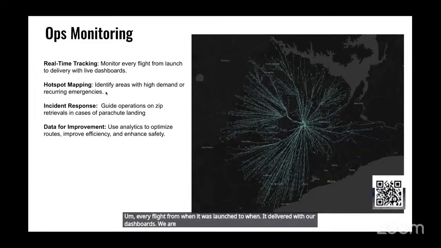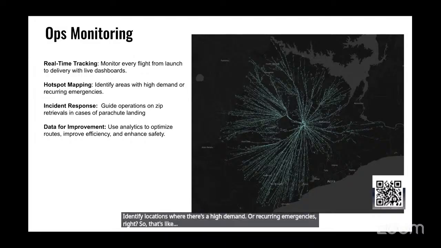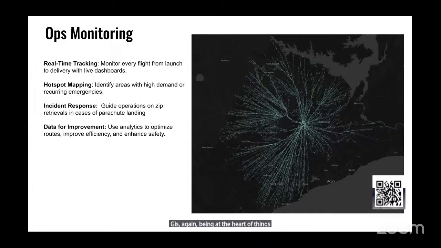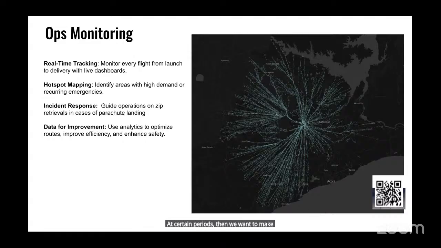We are able to identify locations where there's a high demand or recurring emergencies, right? So that's like GIS again being at the heart of things. We are determining that, okay, maybe in Achima districts, they tend to have a lot of orders, and so maybe we should do some form of inventory management. We want to make sure that if we are getting a lot of orders from this location at certain periods, then we have enough zips available during that period to serve them. And that's something that GIS does.